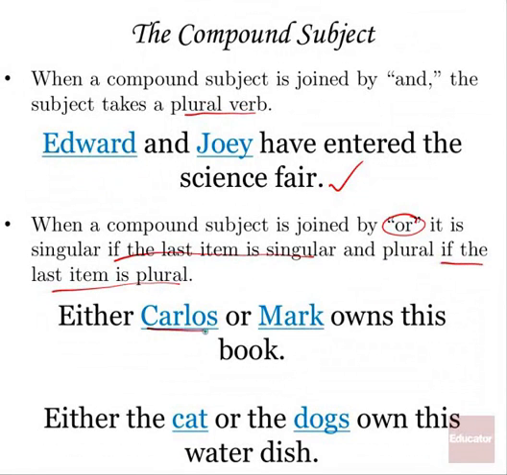So, either Carlos or Mark owns this book. We get a singular verb here because we've got that or, and Mark is singular. There's only one of him. But either the cat or the dogs, there's that S, own this water dish. Now, if it were either the dogs or the cat, it would be owns because there's only one cat. But because dogs came second, we use the plural verb own.